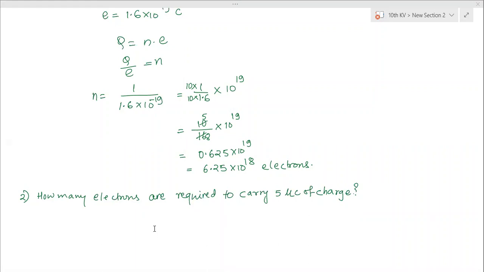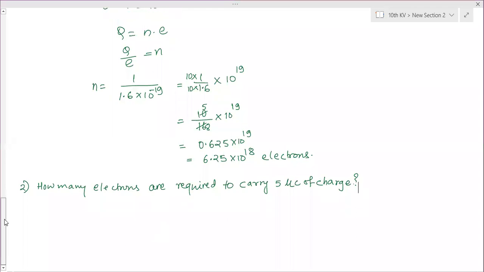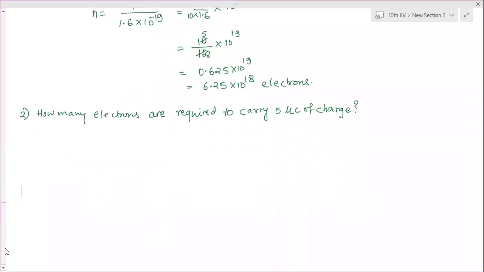So how many electrons are required to carry 5 microcoulomb? This is the sign of micro. So 1 microcoulomb is equal to how many coulombs? The word micro can be used with all physical quantities. Micro means 10 to the power minus 6. So 1 microcoulomb is equal to 10 to power minus 6 coulombs.